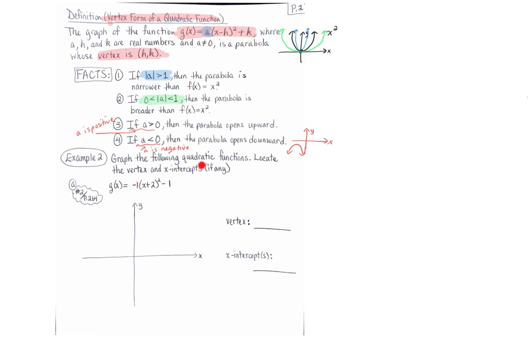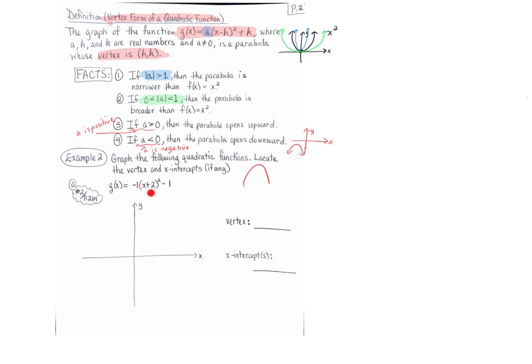It says we want to graph the following quadratic function. So I have a question for you. Is this parabola going to face upward or downward? Downward. Excellent. Why? Because of that negative 1. You went to fact 4 and you said if a is negative, then the parabola opens downward. That's absolutely correct. So we know it's going to open downward. We know the shape. We just don't know where it's located right now. So now we have to find the vertex.